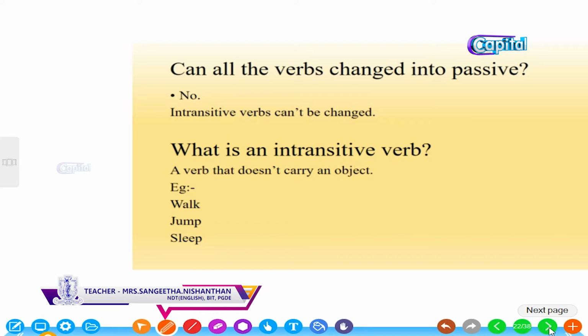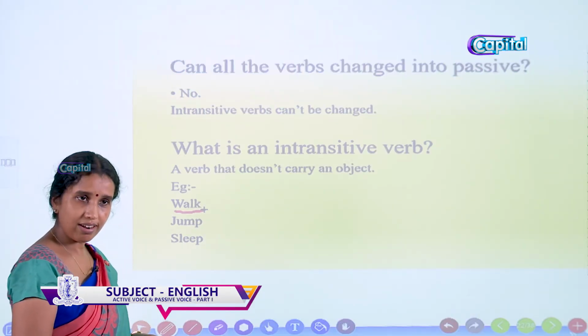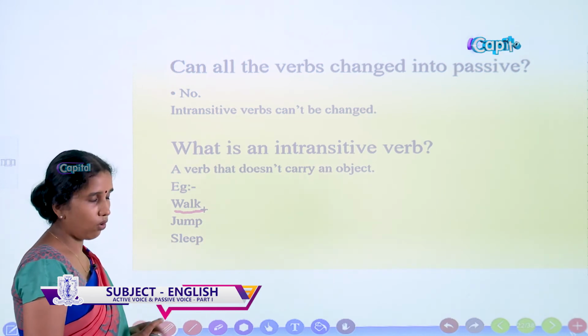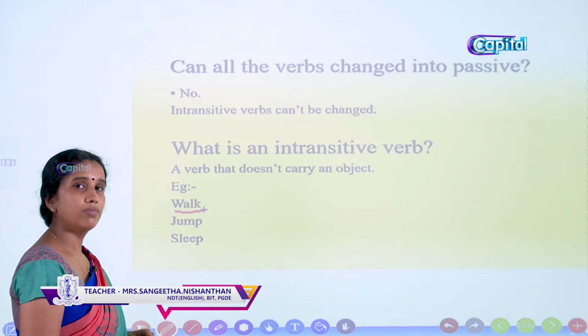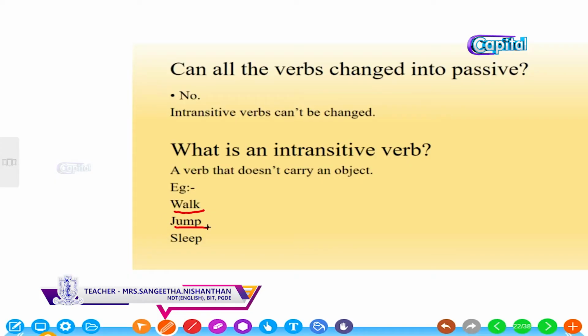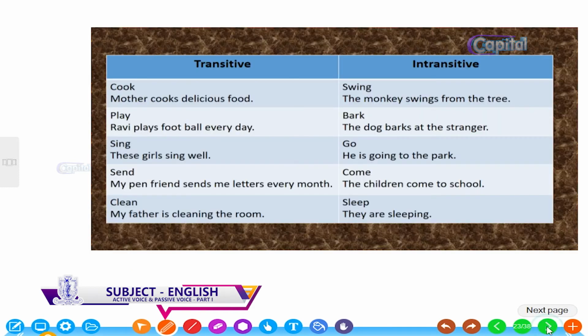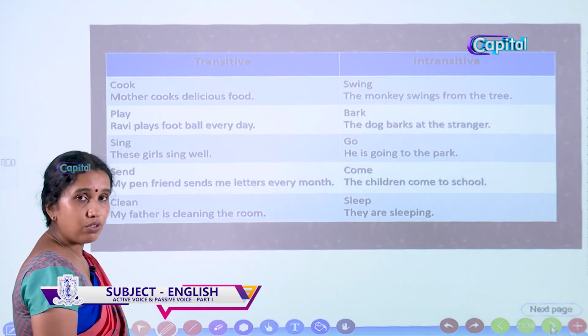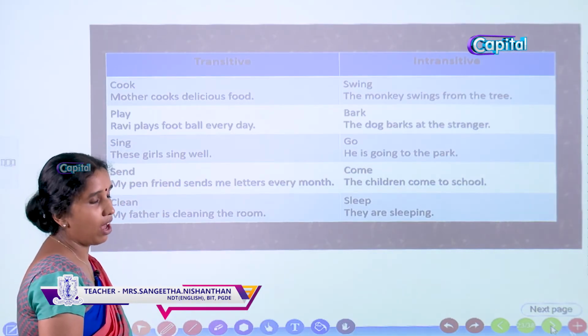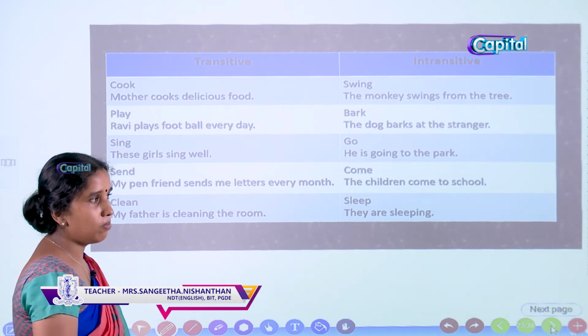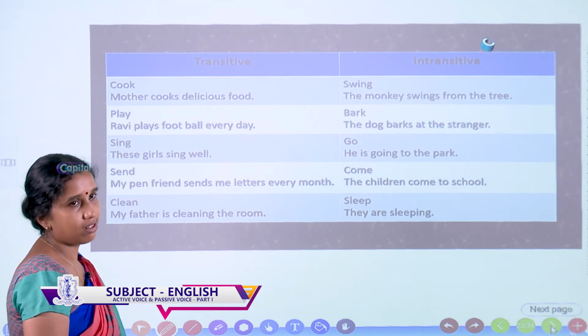For example, walk. What do you walk? Can you get any answer? Or to whom do you walk? Can you get any answer? No. Jump. What did you jump, or what do you jump? Is there any answer? No. To whom did you jump? Is there any answer? No. Like that, sleep. What did you sleep, or to whom did you sleep, will not give you the answer. These verbs are called intransitive verbs. So, the verb that does not carry an object is called an intransitive verb.